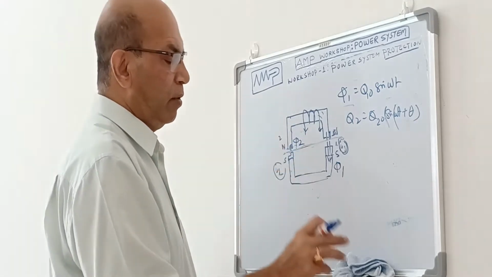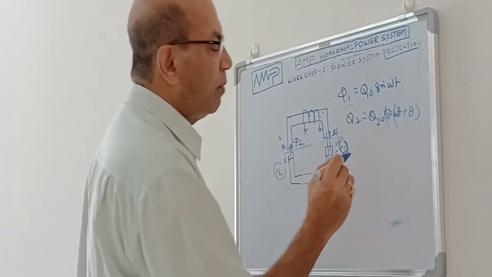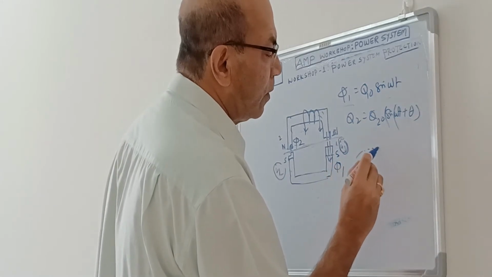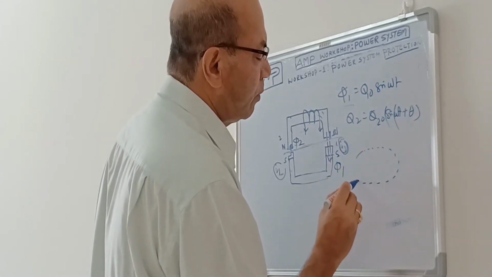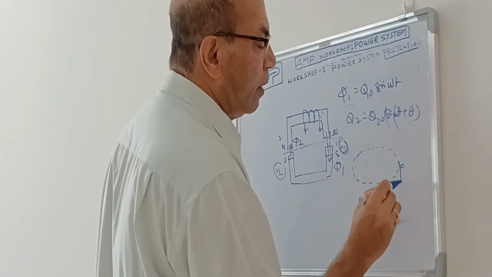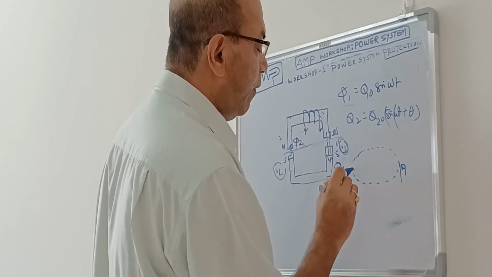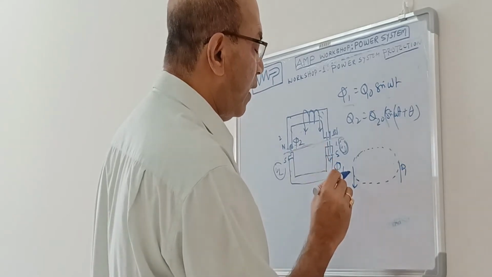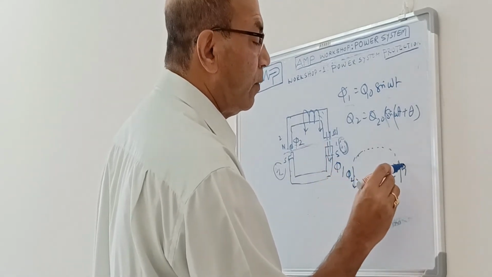Now we can make this out in the diagram. Suppose this is a disc. We can work out how much force will be developed. Suppose this is phi1 working over here and phi2 working downward. Both the fluxes, phi1 and phi2, are working downward.